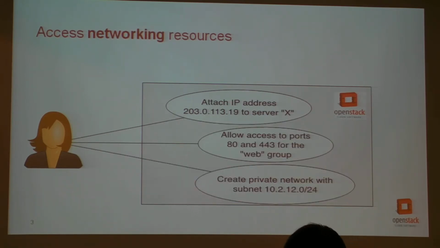With OpenStack, there's also software-defined networking. So if you want to assign an IP address to a particular server, it's an API call. If you want to change the firewall to allow certain ports to a server, it's an API call. If you want to create a private network and have a really complex network topology with 10 different subnets, it's just an API call.